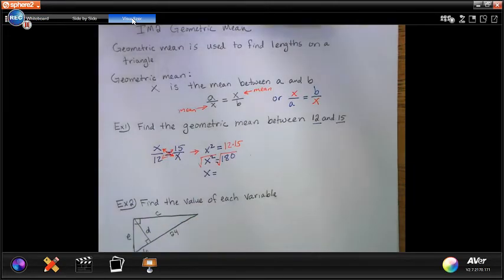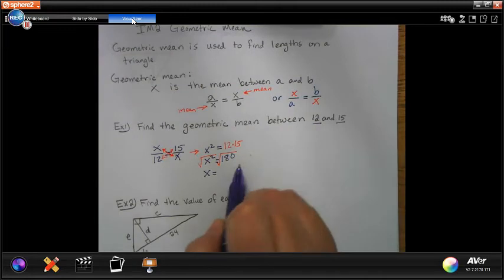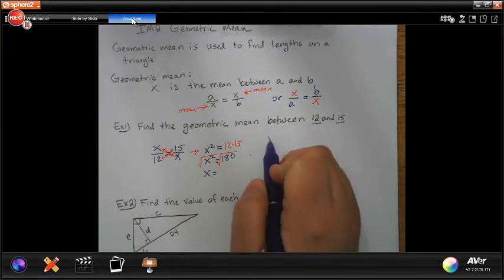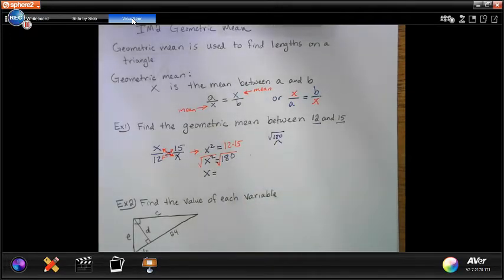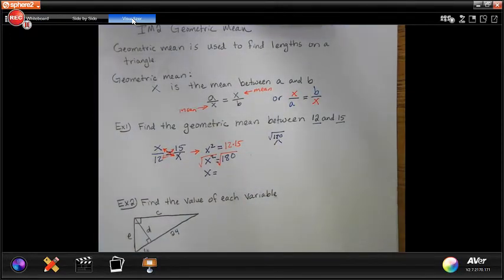Now, if the question asks for a decimal, the nearest tenth, the nearest hundredth, the nearest thousandth, three numbers after the decimal, whatever it asks for, you would use a calculator. Most of the questions, I want to say all the questions, but I'm not going to make a guarantee of that, ask for simplified radical, which means we have to break out. So 180, well, it's 12 times 15.